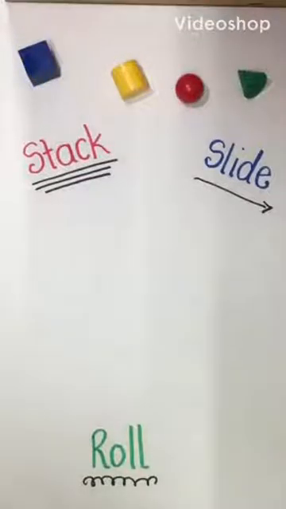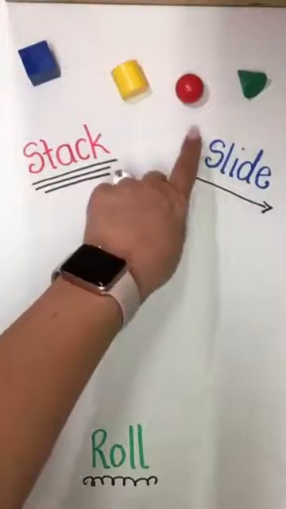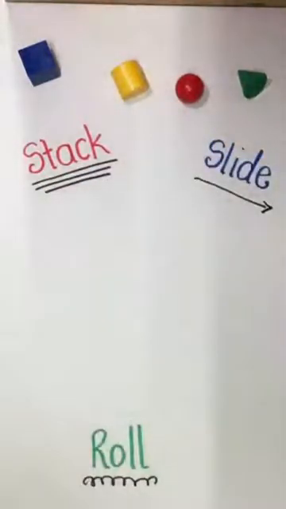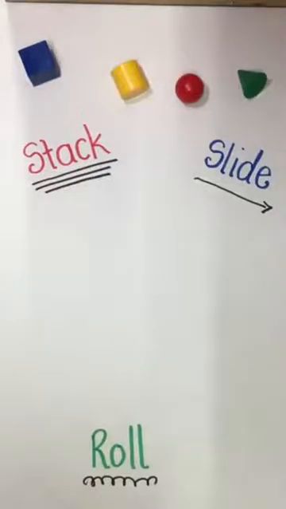Hello boys and girls. Today we'll be reviewing our solid figures. We have learned about a cube, a cylinder, a sphere, and a cone. Today we're going to see how some of our solid figures can stack, slide, and roll.